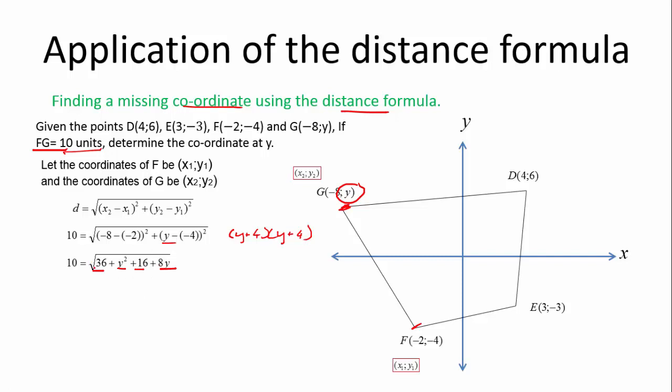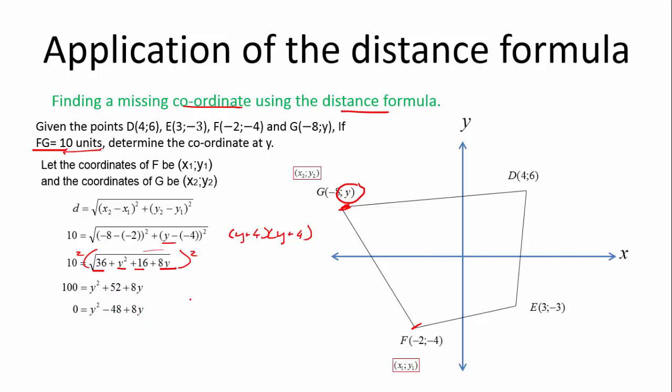Okay, now we've got this big square root here. How can we get rid of that? What if we square both sides? Square that side and square that side. Oh, that's quite easy. That goes to 100 and that drops completely. We put our 36 plus 16 to get 52. And we now have y squared plus 52 plus 8y equals 100. Right? Let's make that equal to 0. We bring the 100 to this side. 52 minus 100 is negative 48.